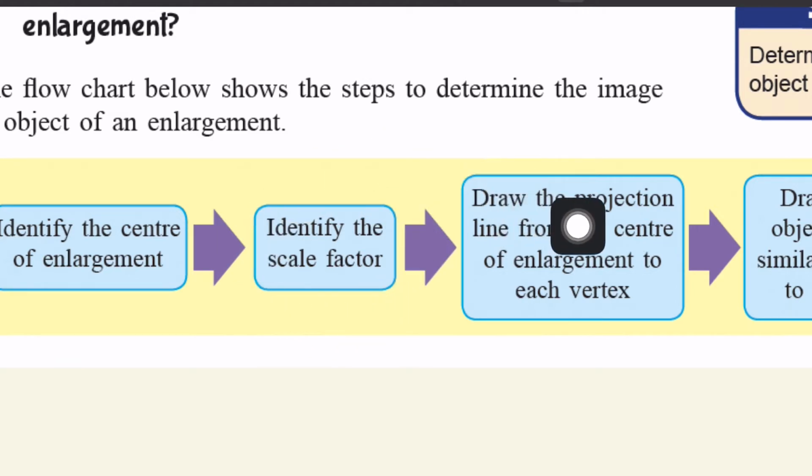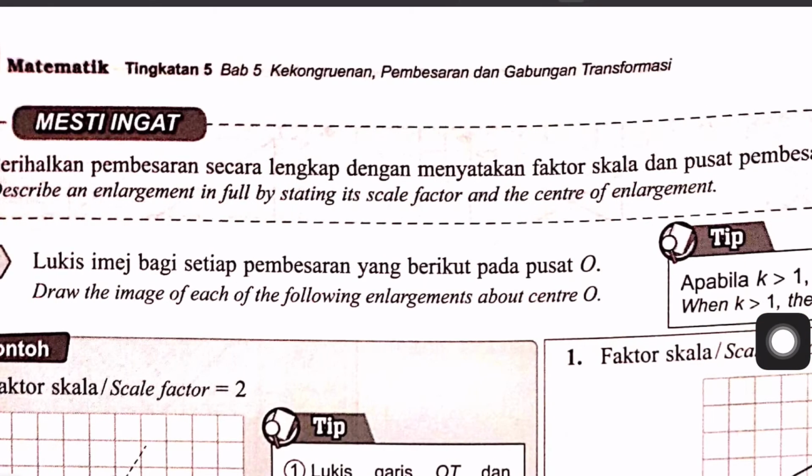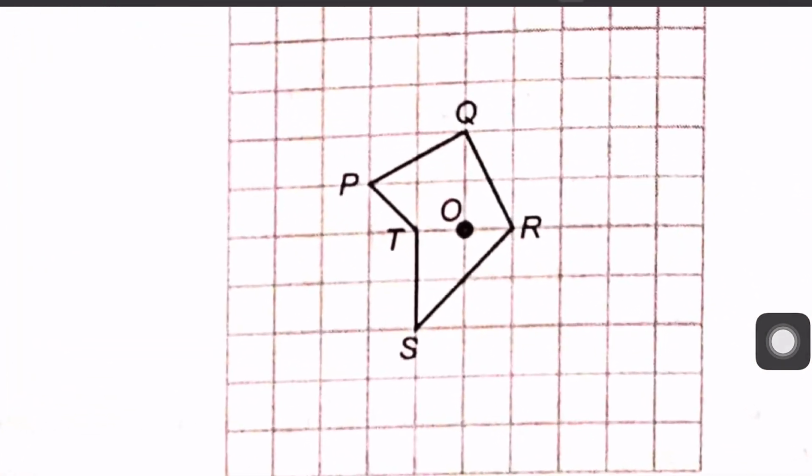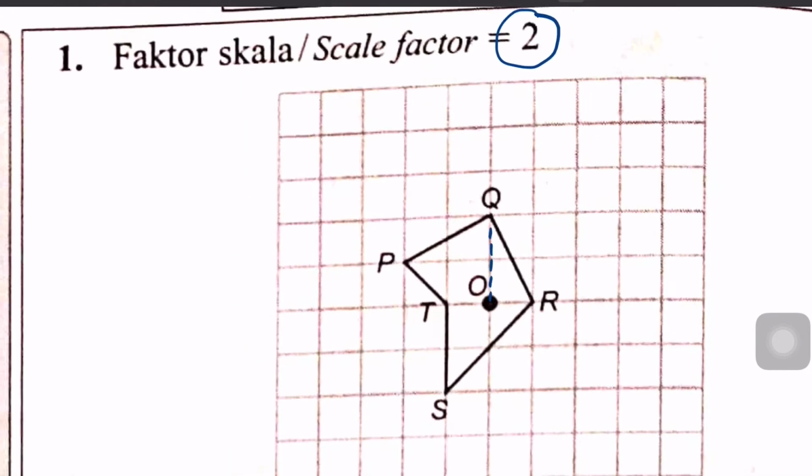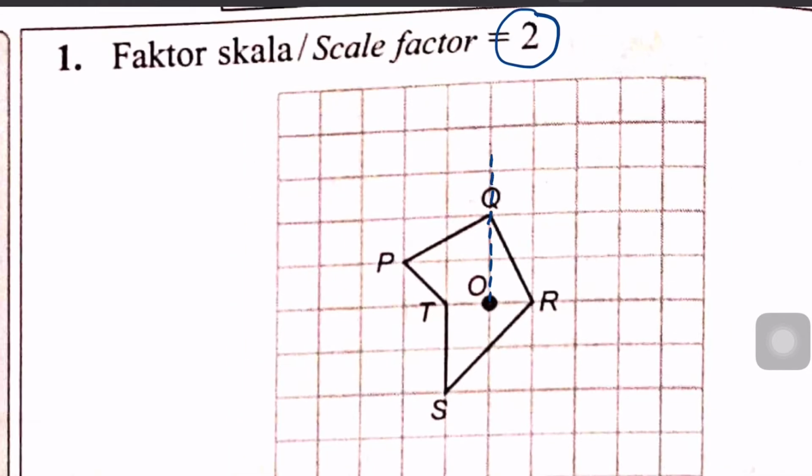Lepas tu dia kata draw the projection line from the center of enlargement to each vertex. So kita lukis dulu from center of enlargement to each vertex. Yang ni tak tepat sangat sebab ini scan, so dia sengit-sengit sikit kan. So kita assume dia tepat lah. So di sini kita lukis je. Macam ni. Anggap dia lurus lah. Awak nanti pakai pembaris.